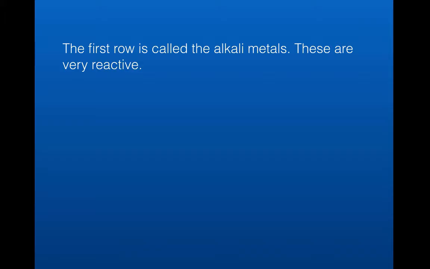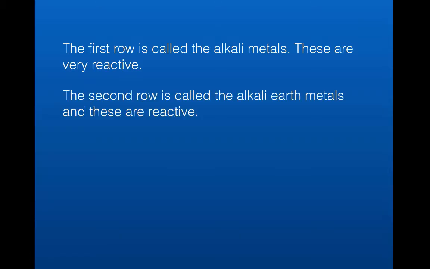The first column going down is called the alkali metals. These are very reactive. These include lithium, sodium, and potassium. The second column is called the alkaline earth metals, and these are reactive. They're not as reactive as the alkali metals, but they're still quite reactive. This includes metals such as magnesium and calcium.